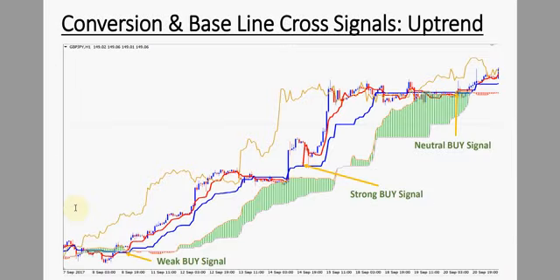Here are the examples. This cross of red above the blue happens below the cloud. It happens below the cloud, so we say it is a weak signal. Here it happens above the cloud, we say it's a strong buy signal. And here it happens inside the cloud, we say it's a neutral buy signal.